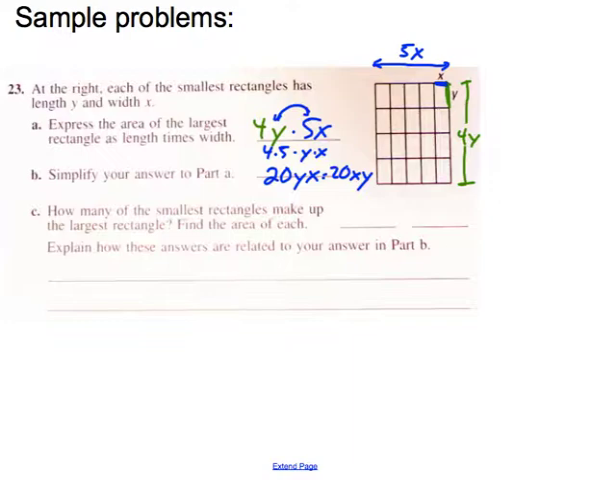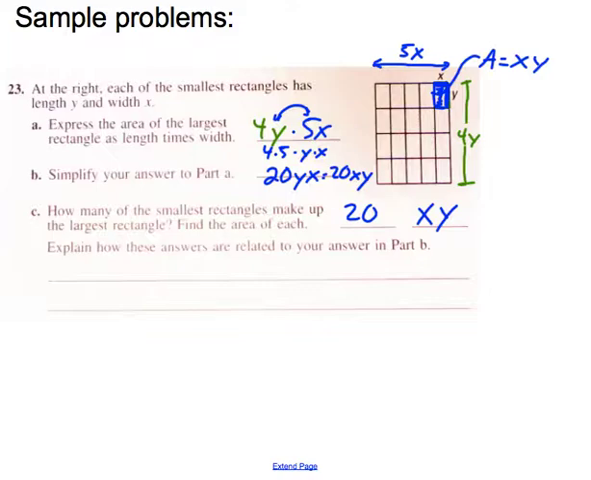Part C asks, how many of the smallest rectangles, how many of these make up the largest rectangle? And we can see there's 5 in a row, there are 4 rows. 5 times 4 is 20. What's the area of each? Well, each one has a length of y and a width of x, so this area is xy.